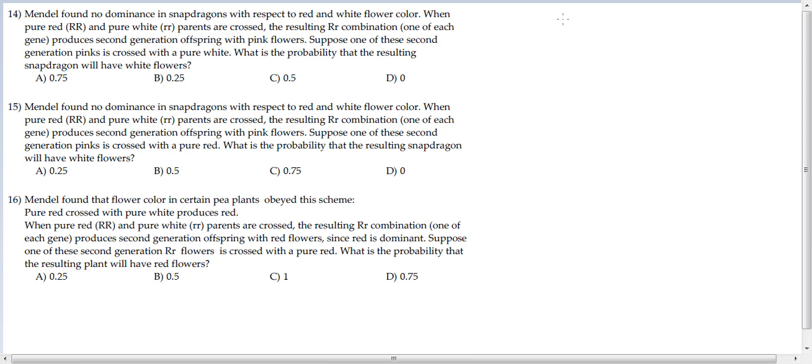So for these questions with genetics, just remember you always set up a table where you put one flower on one side and one flower on the other, or one parent on one side and one on the other.